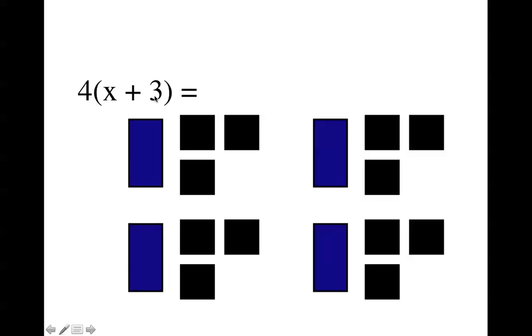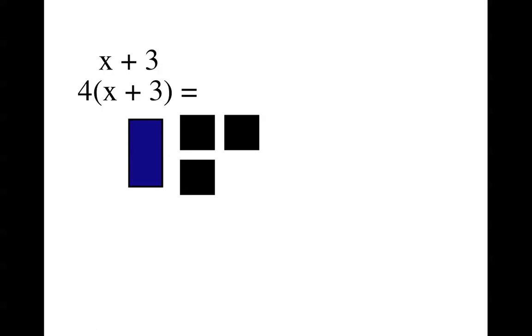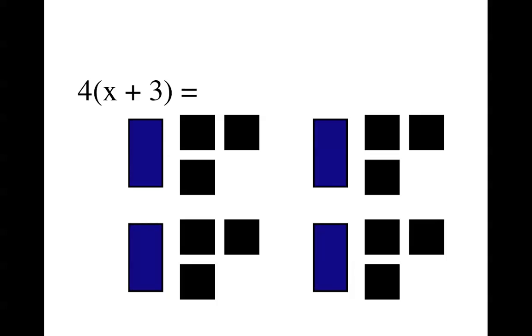So what if I had 4 times x plus 3? Well, that would be 4 groups of x plus 3. Does that make sense? So how many x's do I have? I have 1, 2, 3, 4 x's. And how many ones do I have? I have 3, 6, 9, 12.